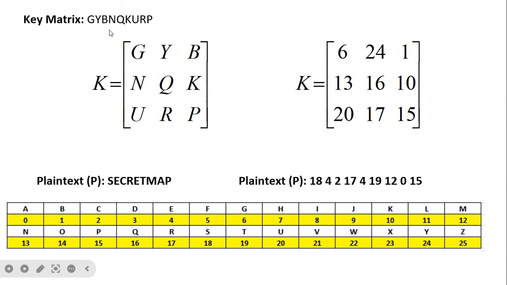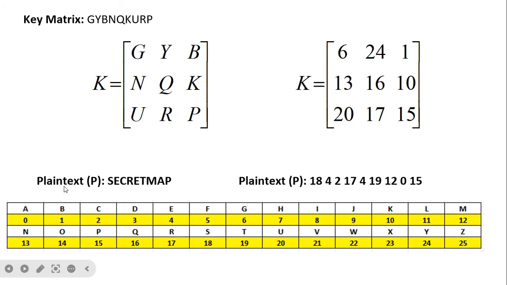Now this is a key matrix of 3x3. It is GYB NQK URP, and it is represented by numbers from 0 to 25, in which 0 is A and Z is 25. So in this way G is nothing but 6. In this way this matrix is represented.